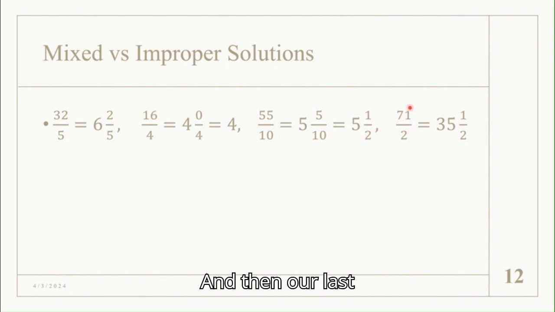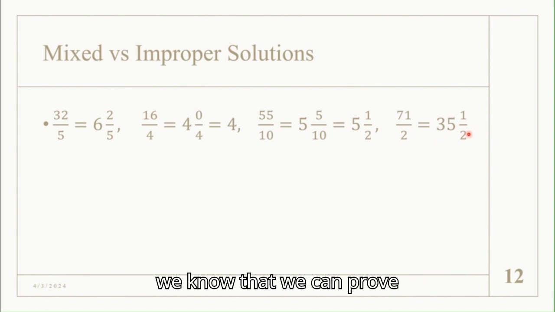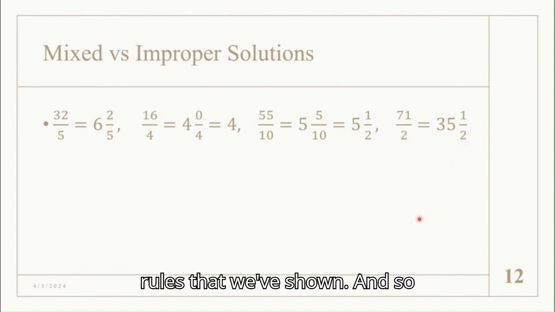And then our last one, 71 halves, gives us 35 and 1 half. So 2 times 35 is 70. 70 plus 1 is 71. 71 divided by 2. That denominator doesn't change. And so we know that we can prove our mixed to improper or improper to mixed by utilizing the multiplication and division rules that we've shown.